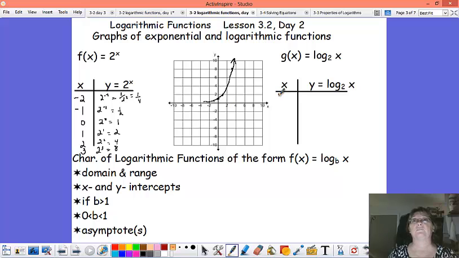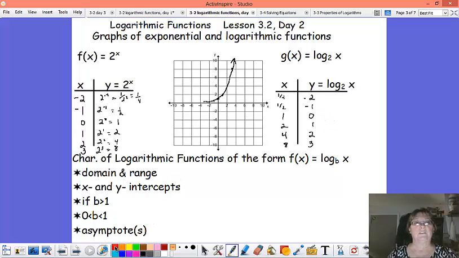When x is 1/4, that means that the log base 2 of that x is negative 2, just switching x and y. When x is 1/2, y will be negative 1, etc. I'll go ahead and write those down here real quickly. Log base 2 of 4 is 2. That's the exponent you need to raise 2 to, to get 4. And when x is 8, the log is 3.